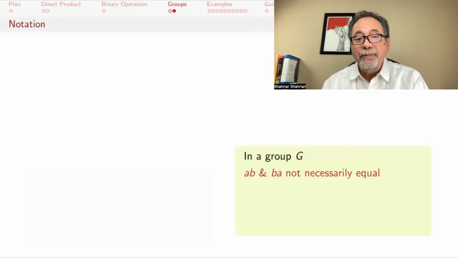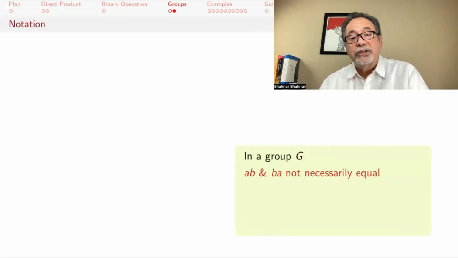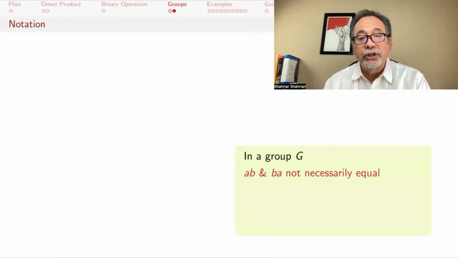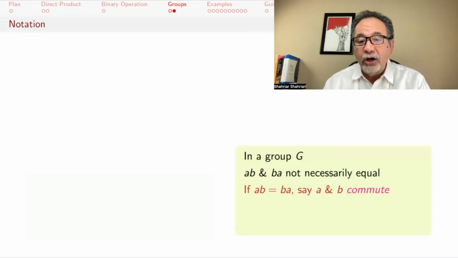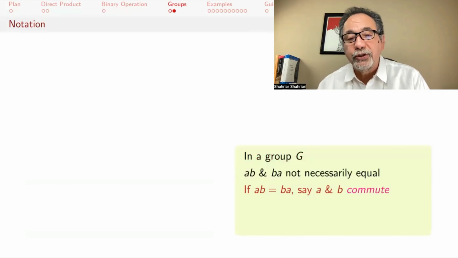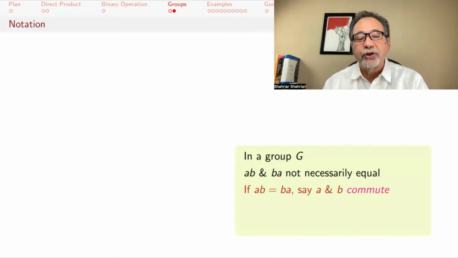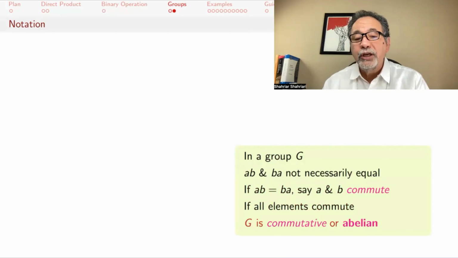In a group, AB and BA, A star B and B star A, are not necessarily equal. They don't have to be equal. If they are, then we say that A and B commute. Commute means they can move past each other. If all elements of the group commute, then the group is commutative. In group theory, we like to call them Abelian. This is named after the Norwegian mathematician Abel.